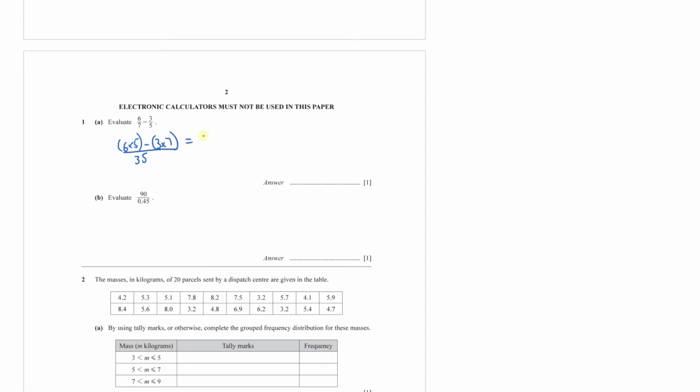So this will be equal to 6 times 5 is 30, minus 7 times 3 is 21. So this will be 30 minus 21 over 35. And 30 minus 21 is 9. So this will be 9 over 35.